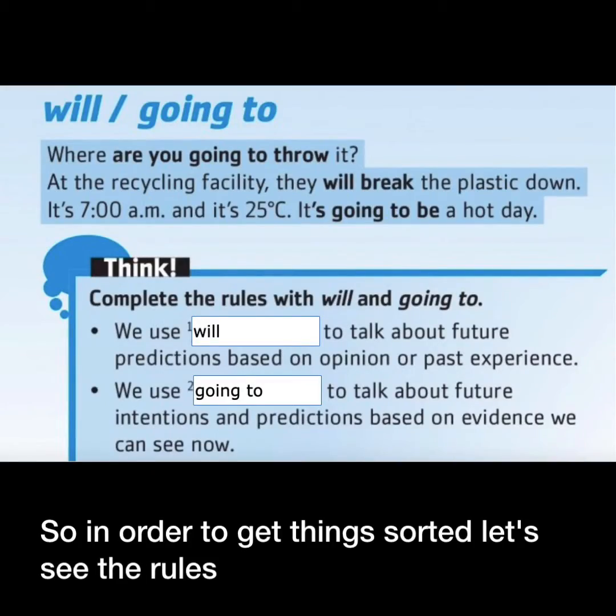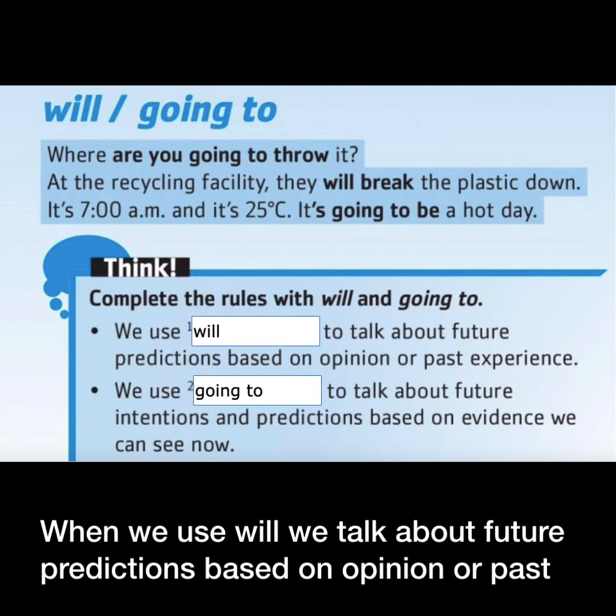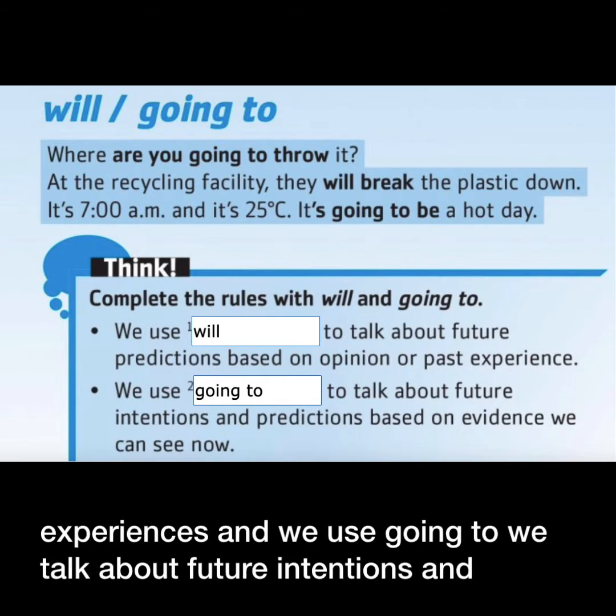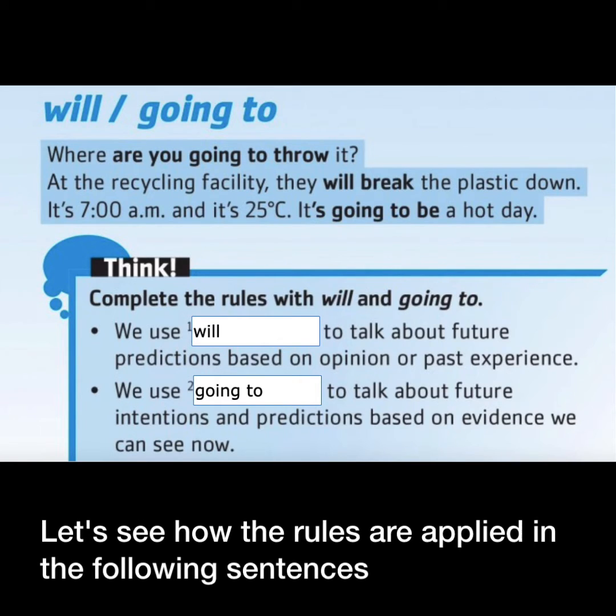So in order to keep things sorted, let's see the rules. When we use will, we talk about future predictions based on opinions or past experiences. And when we use going to, we talk about future intentions and predictions based on evidence we can see now. Let's see how the rules are applied in the following sentences.